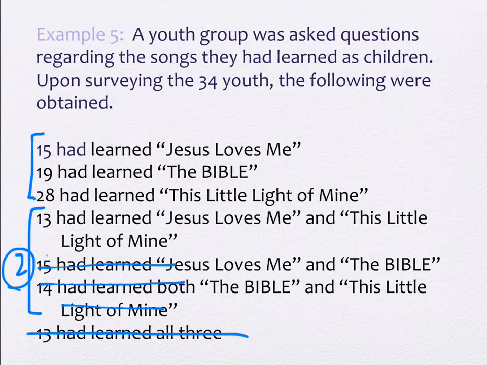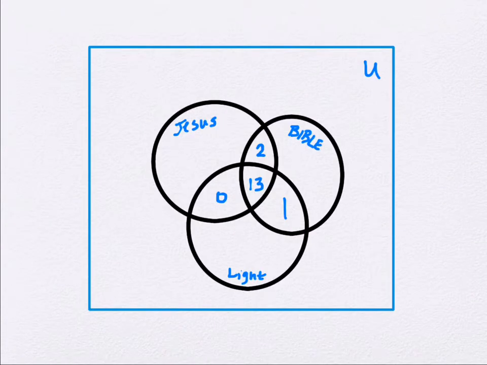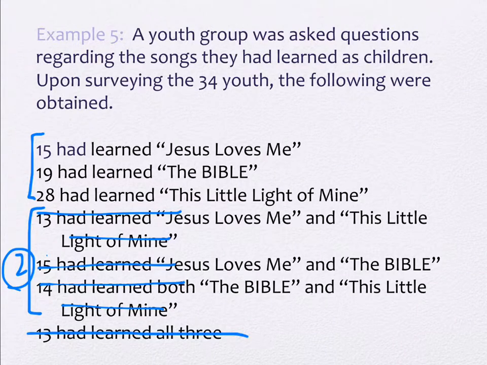We've got all of those second set of ones done. All in the first set, doesn't matter where we start. I'm just going to start at the bottom, 28. 28 had learned this little light of mine. So over here on my picture, this little light of mine is this entire circle. How many are in it so far? 14. How many are there supposed to be? 28. So how many are missing? 14. Just a subtraction problem, right? So we've got those 14, and that took care of the 28 piece of information.